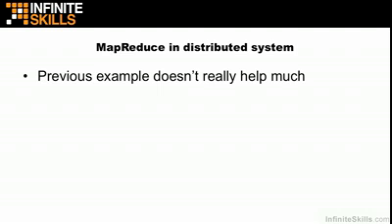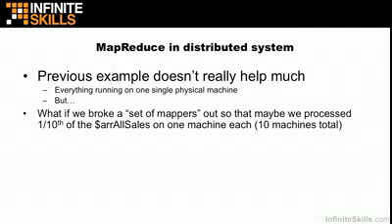The thing is, there's not really much value in doing this in a single system. Sure, that array map function is handy, but wouldn't it be much more powerful if instead we had a set of mappers that we broke out so that we processed 1/10 of all those sales on one machine each, using a total of 10 machines? Now you can start to see the power of MapReduce.